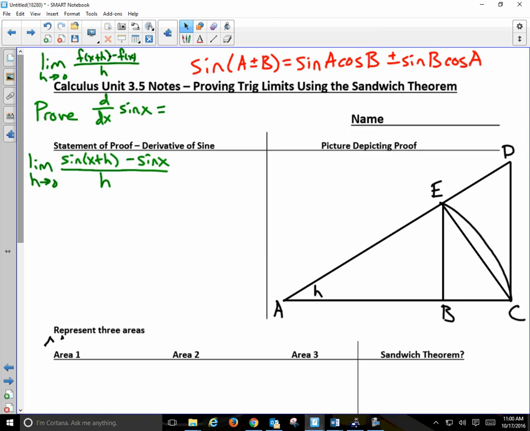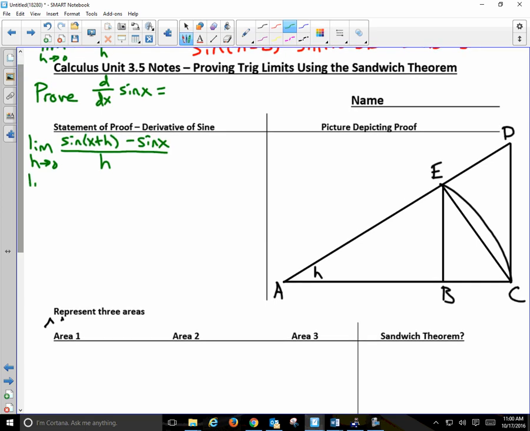So, let's expand this a little bit. We have the limit as h goes to 0 of sine of x times what? I'm going to expand this piece. Sine of x times what? Cosine of h. Good. Then what? Plus sine of h cosine of x, minus sine of x, all over h. Sweet. I like it a lot.